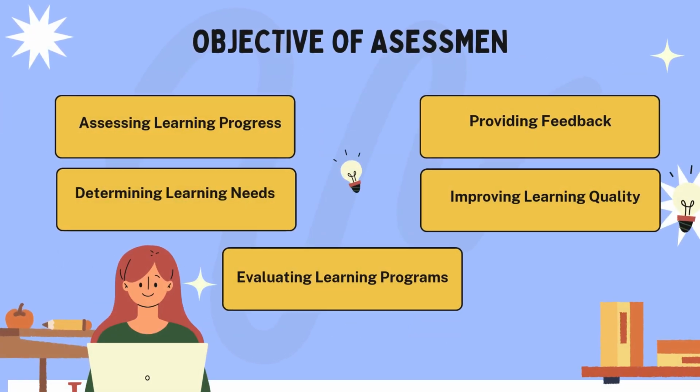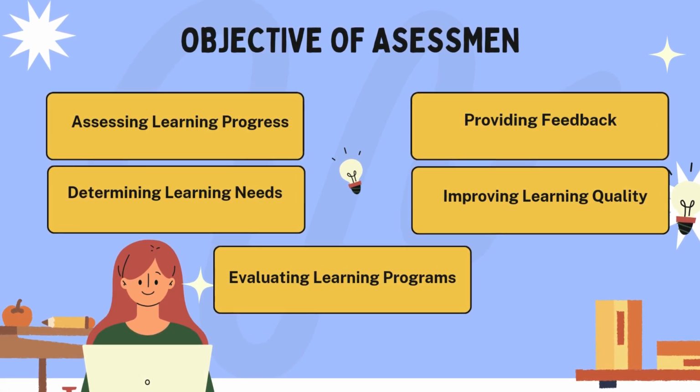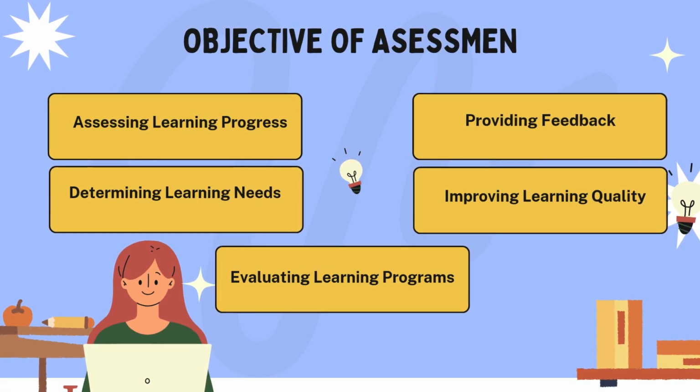The second one is the objective of assessment. There are several objectives of assessment. First, assessing learning progress. It means to find out how far students have understood the materials being taught. Second, determining learning needs. Determining learning needs is to identify areas where students need further support or improvement.